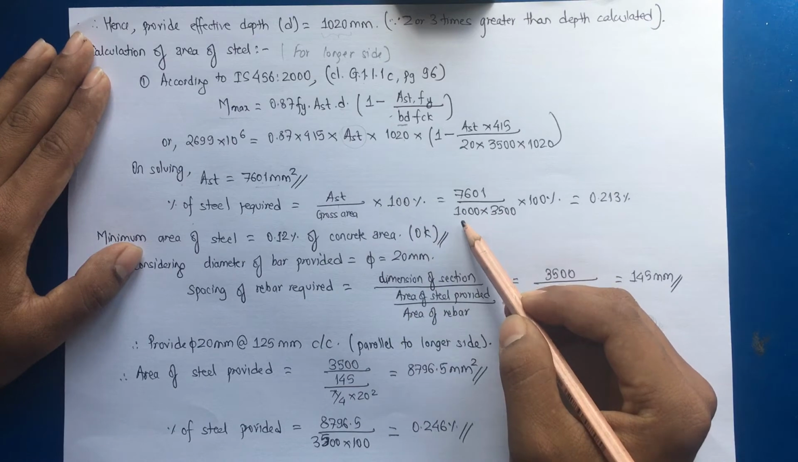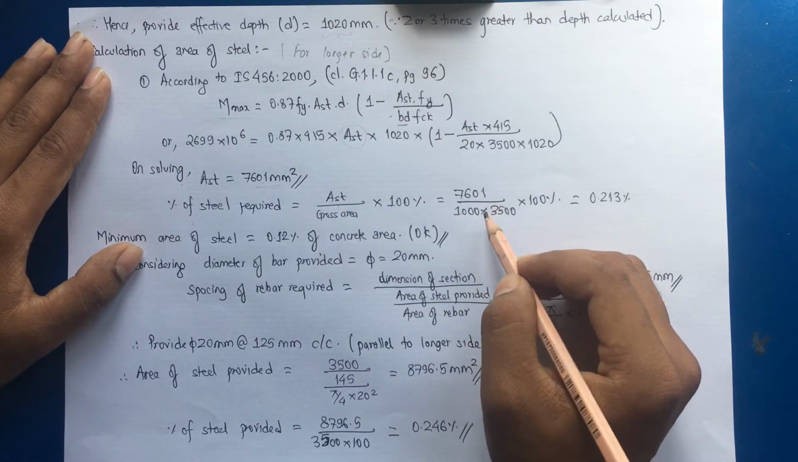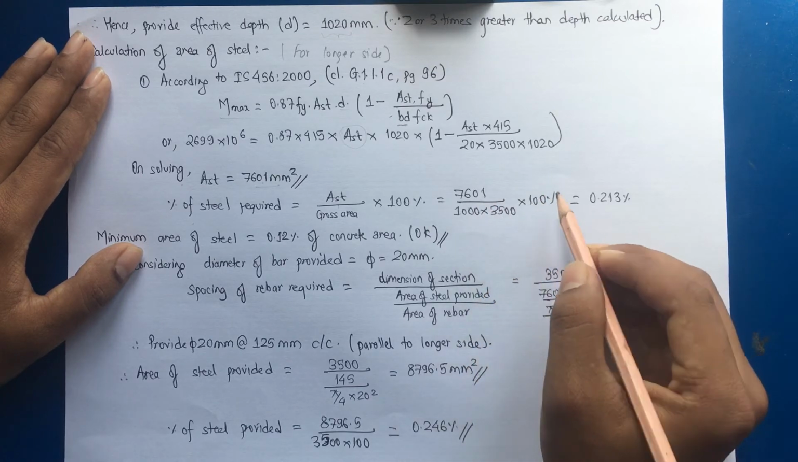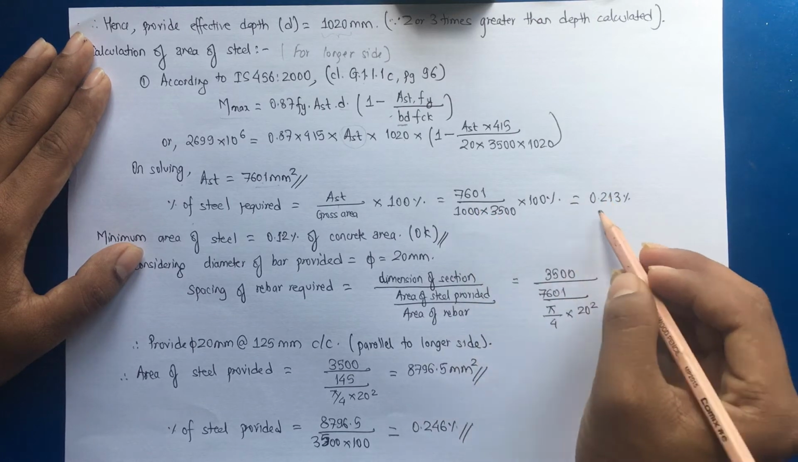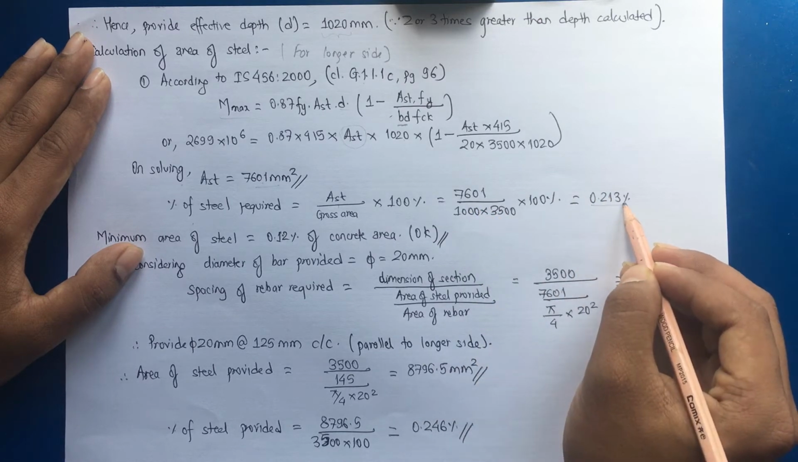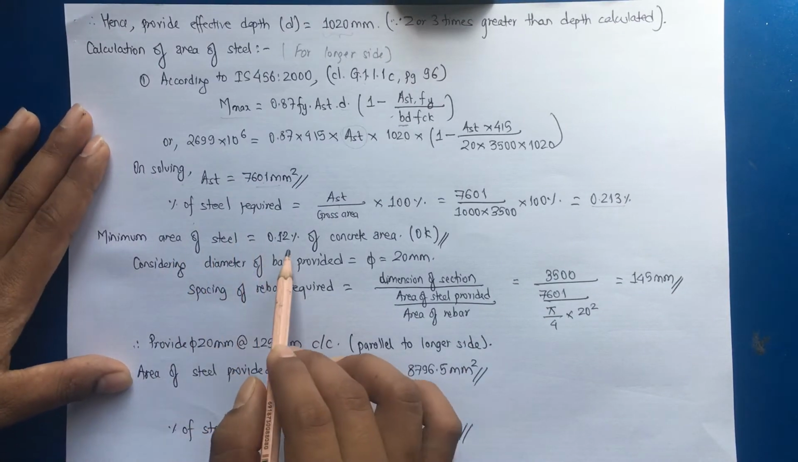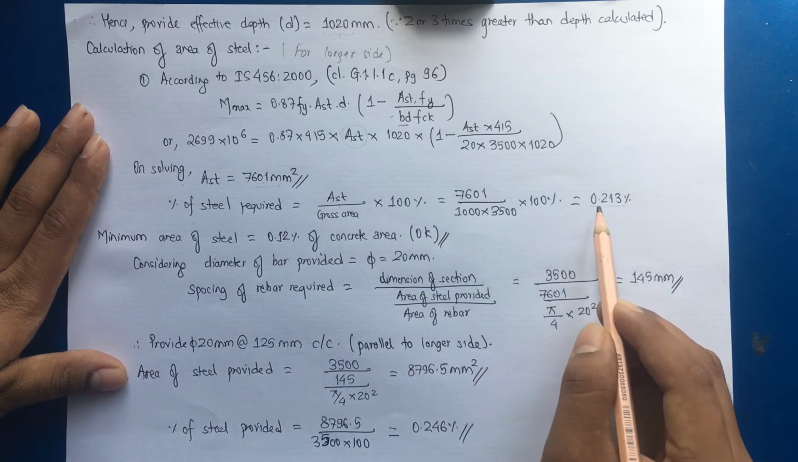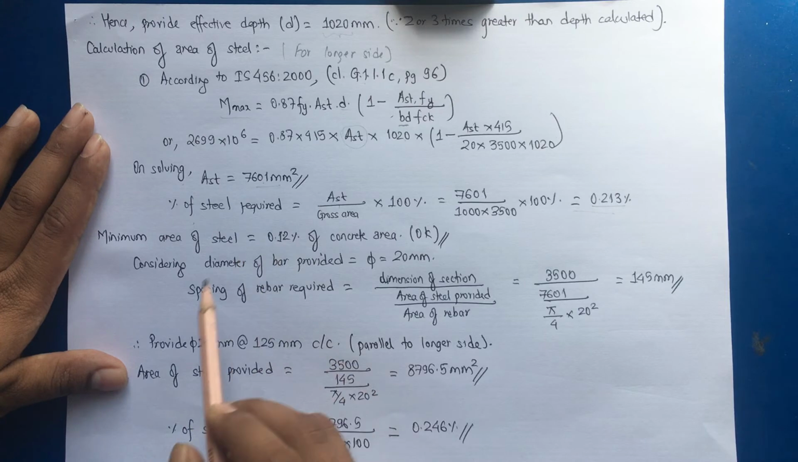So considering the depth as 1020, 7601 divided by 1020 into 3500, we get B into D. Basically this is D into B, we can say. We get this as 0.213, and the minimum area of steel required according to the code is 0.12% of the concrete area. So we have 0.213, which is greater than 0.12, so this is okay.